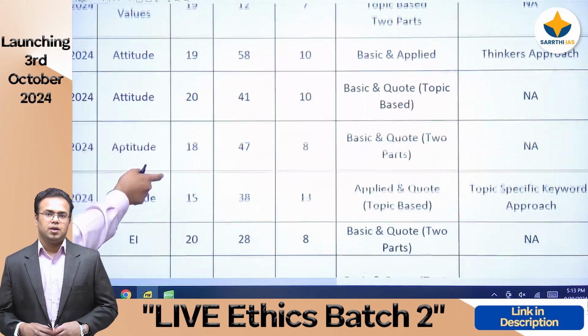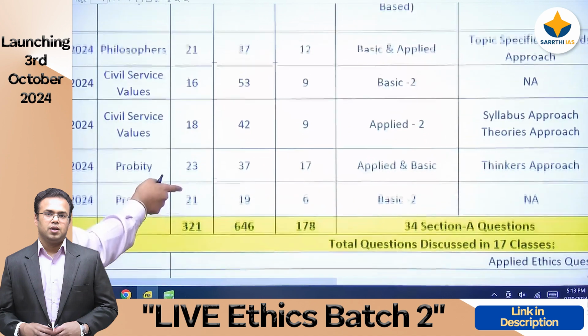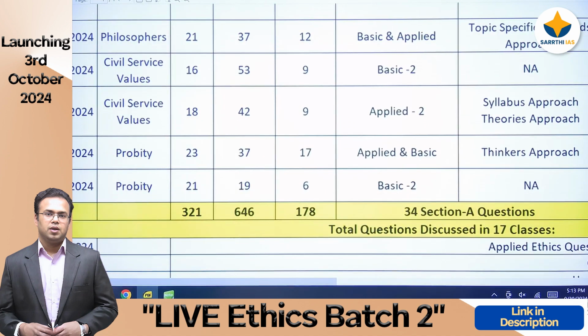Then attitude will take 2 classes. For aptitude, 2 classes. EI is a very small topic that can be covered in 1 class itself. There will be 2 classes for philosophers, 2 classes for civil service values and 2 for probity.